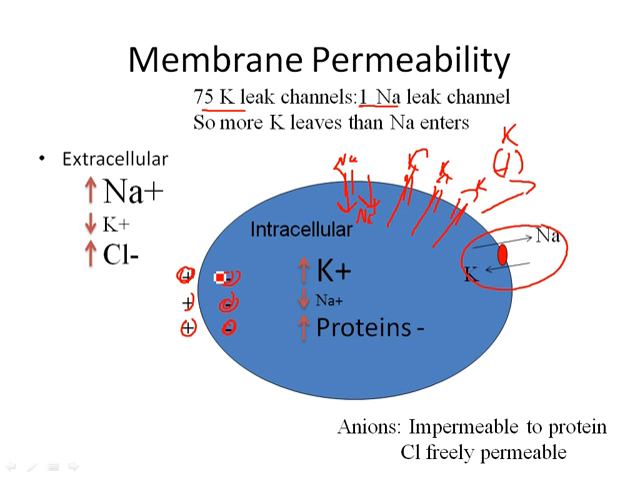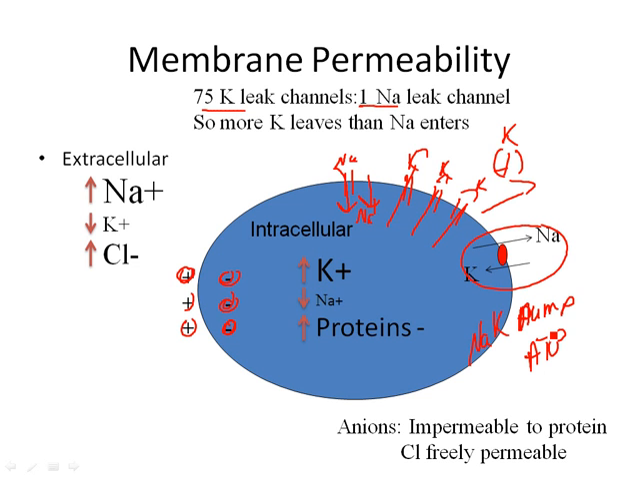Now, again, all things being equal, if nothing else happened, eventually enough potassium would leave and sodium would come in that it would reach equilibrium, and you wouldn't have your battery. So to prevent that, you use a pump. This is the sodium-potassium pump. And if it's a pump, that means it uses ATP, which means it's active transport.